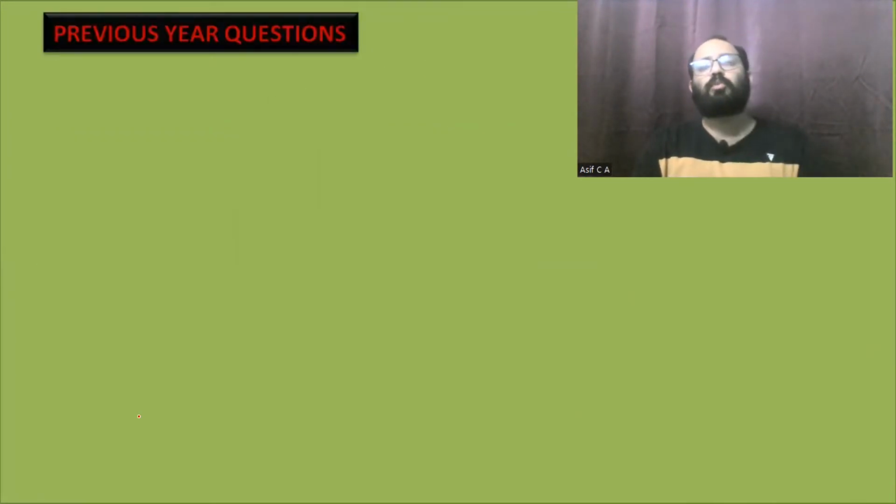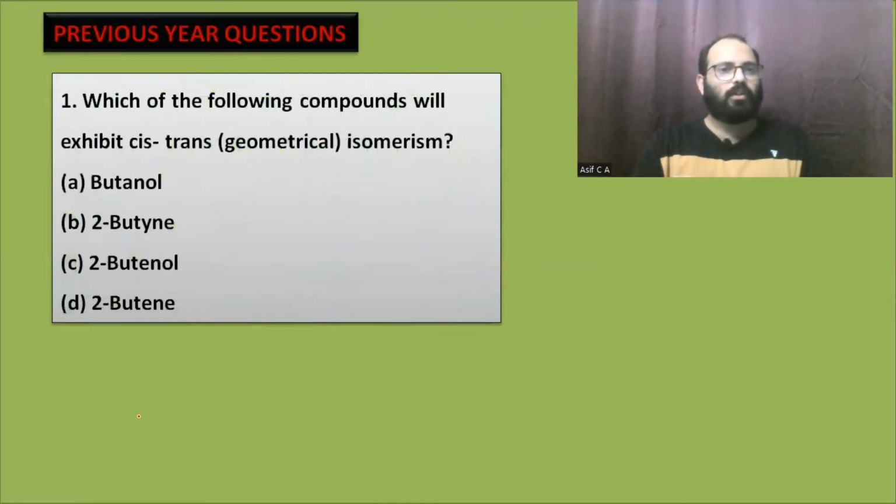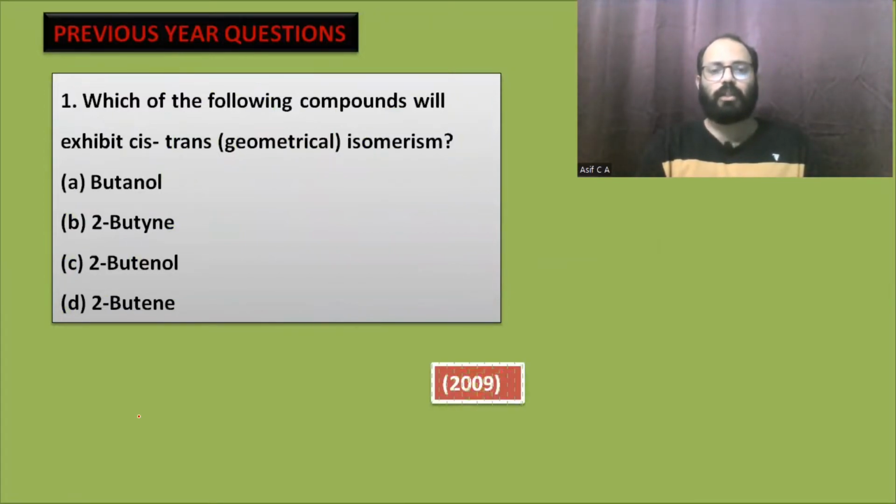Okay, now we'll be moving to the previous year questions. We'll be checking them one by one. Questions are going to be very easy if you know the concept. Look at that. This is a 2009 question. Which of the following compounds will exhibit cis-trans or geometrical isomerism? Look at the option. Direct நம்மளுக்கு இருக்கு இல்லையா? 2-butene or butene. இப்போ நாம் பார்த்தோம் butene ஓடது NCERT ல இருக்கிற structure தான், அதனால அந்த structure ல இருந்தா கேள்வியும் கேட்க போறாங்க.